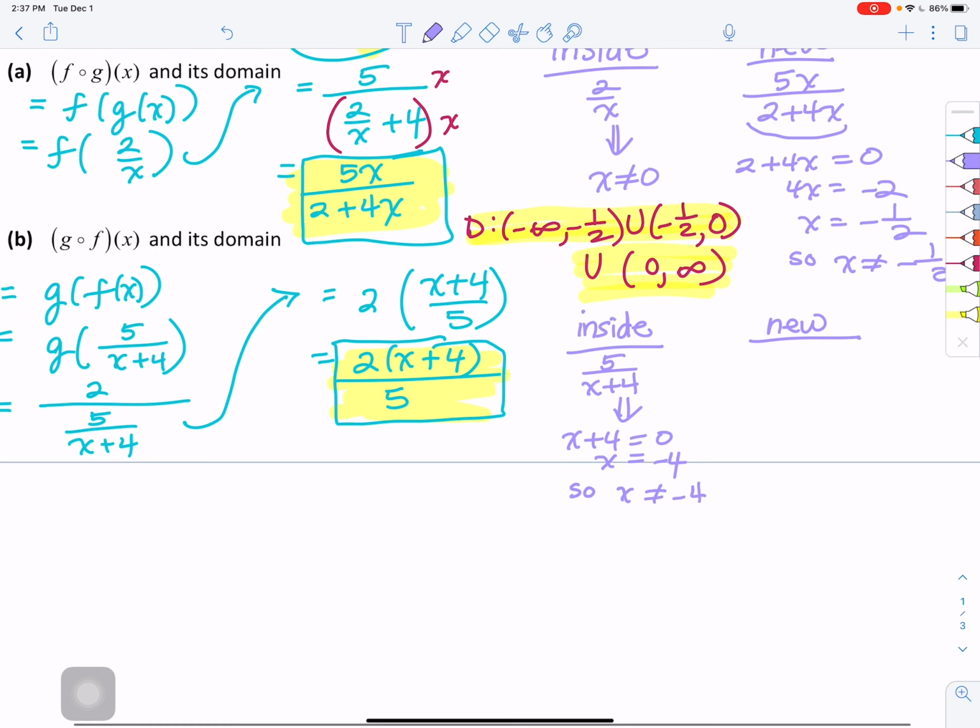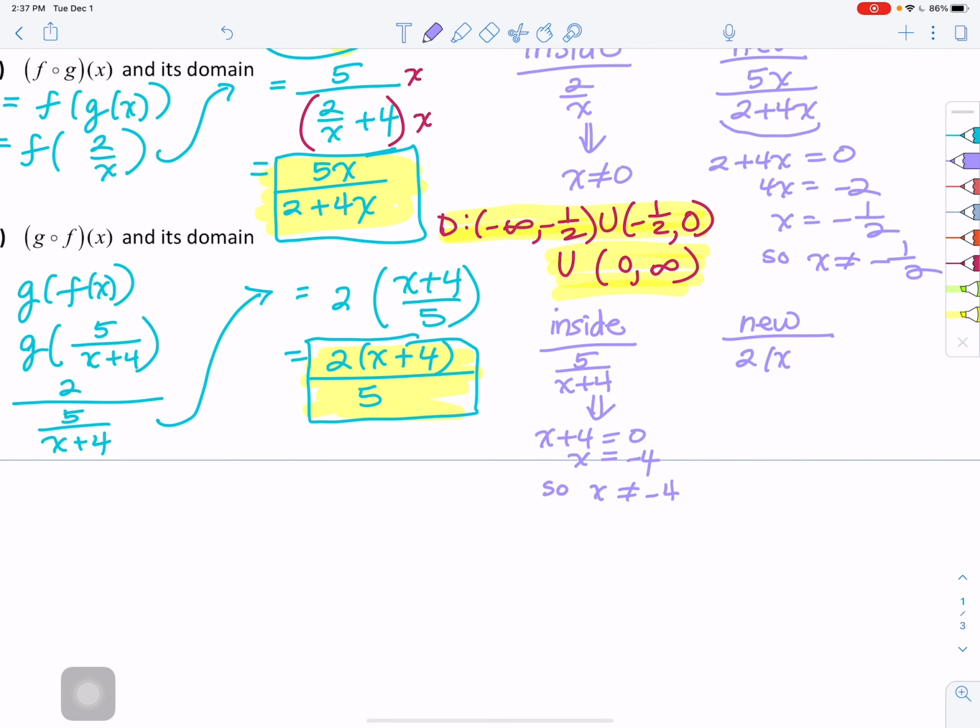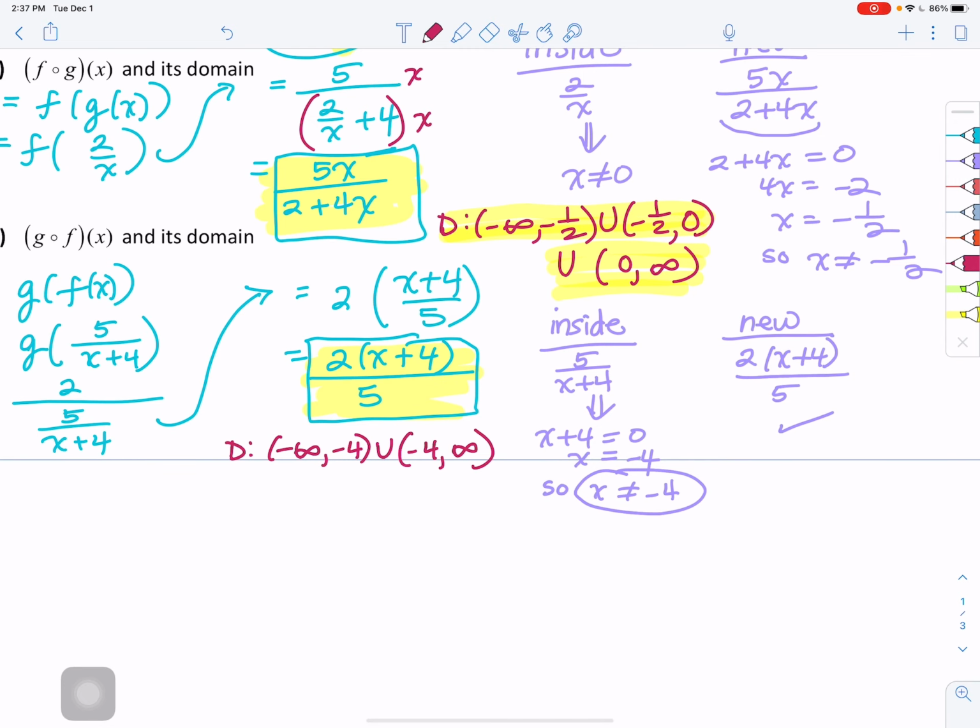Okay, let's go to new. Our new function is 2 over x plus 2 multiplied by x plus 4 divided by 5. Everything's good. You can let x be any value you want. We don't have any denominators with a variable in it, and we don't have any roots. So all we have to do is throw negative 4 out. That made it very, very easy. So the domain is negative infinity to negative 4, up and over negative 4. We're on the other side of negative 4, going all the way to positive infinity.